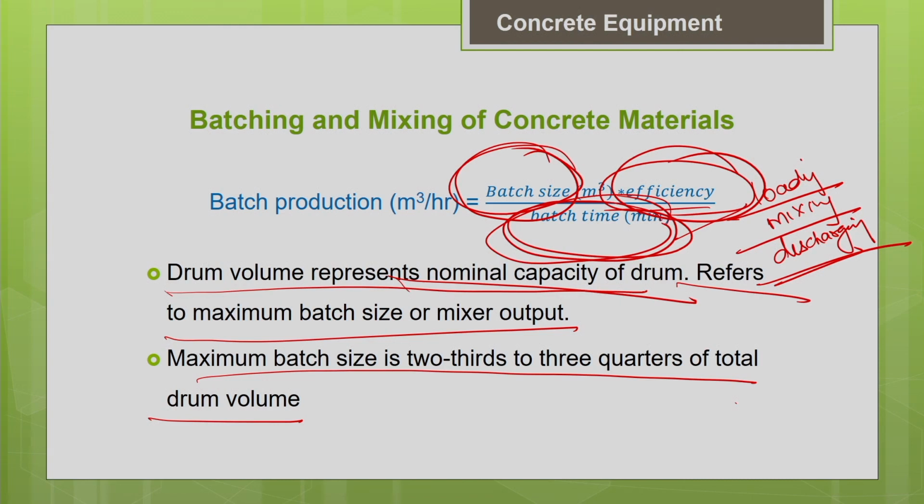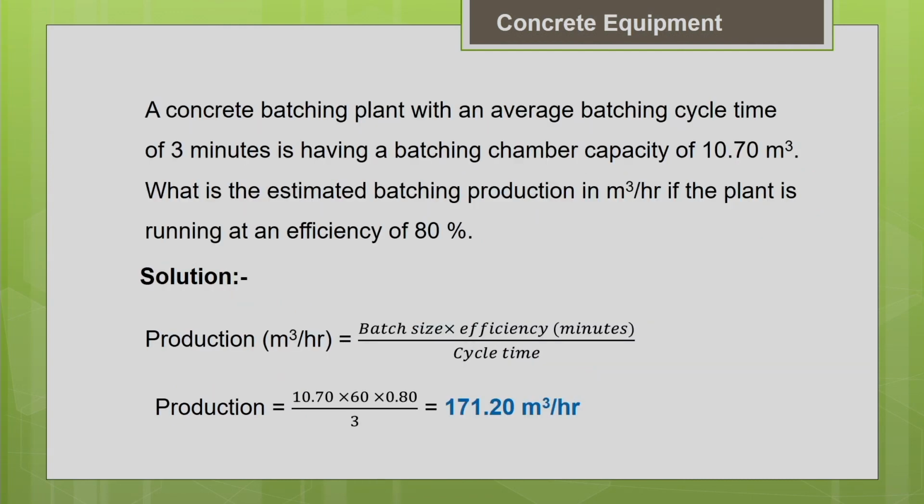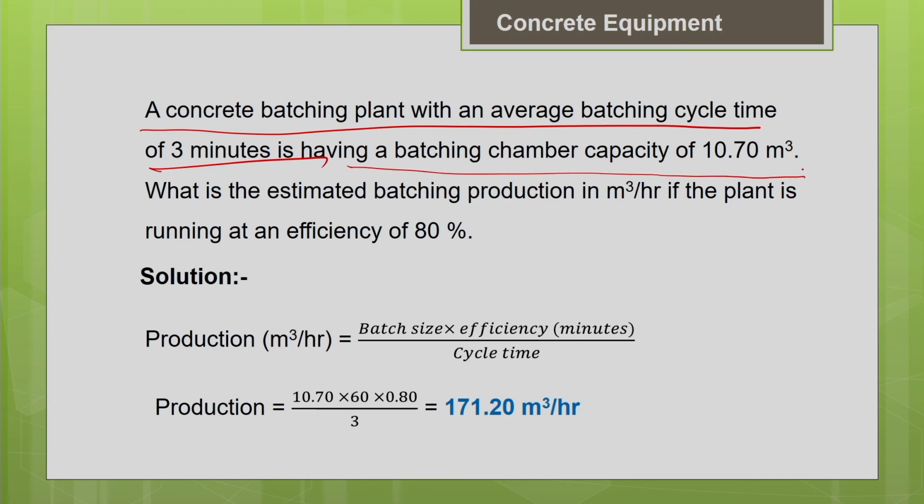So, let us work out a simple example on estimation of the productivity of the concrete batching plant. A concrete batching plant with an average batching cycle time of 3 minutes. So, the cycle time is given to you directly, 3 minutes. It includes the loading time, mixing time as well as the discharging time. It is having a batching chamber capacity of 10.7 meter cube.